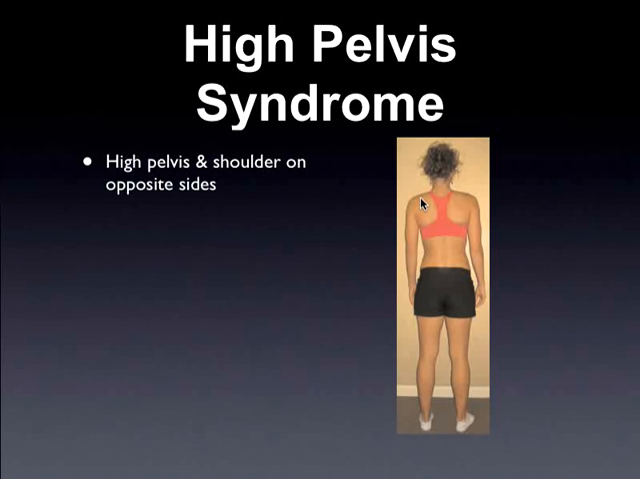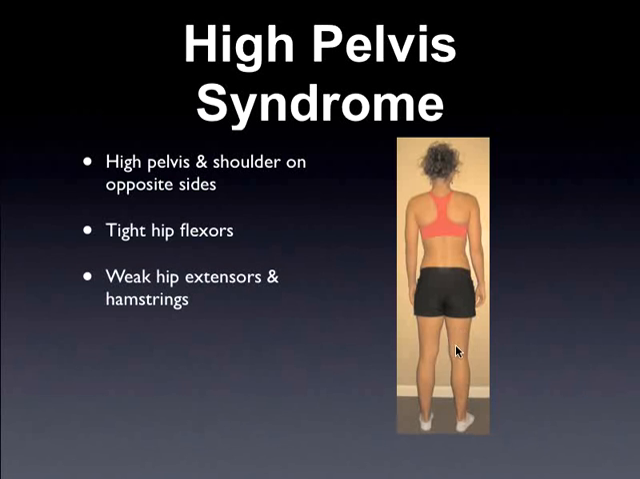And as a result of that, we're going to have tightness in the hip flexors, weakness in the hip extensors, so the buttocks muscles and hamstrings will become weak, tight adductor muscles, and the adductor muscles are the muscles on the inner part of the thigh. And finally, we'll see a little curvature of the spine reminiscent of a scoliosis, but it's actually due to the muscle imbalances that have developed as a result of the change in the position of the pelvis. It's basically a compensatory curve.